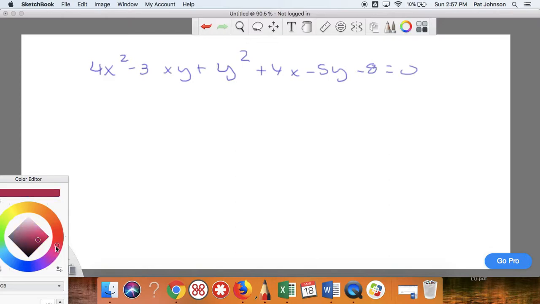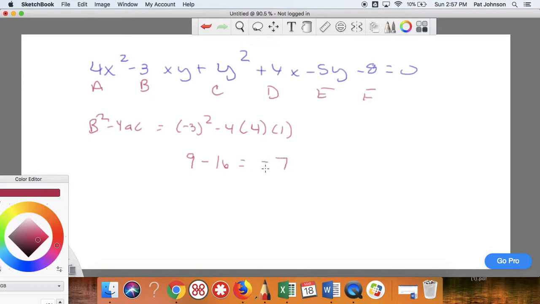The reason I did this is because now I can say this is A, B, C, D, E, F. And I need b squared minus 4ac, where b squared is negative 3 squared, minus 4 times a times c. So I have 9 minus 16 equals negative 7. So it's negative because it's less than 0. I have two cases: it's either going to be a circle or an ellipse.